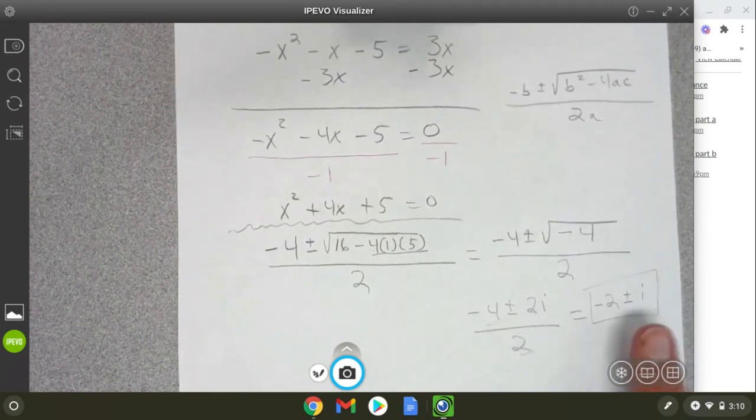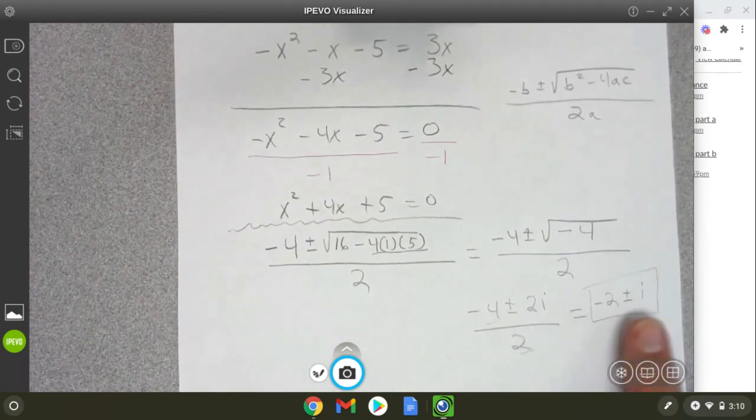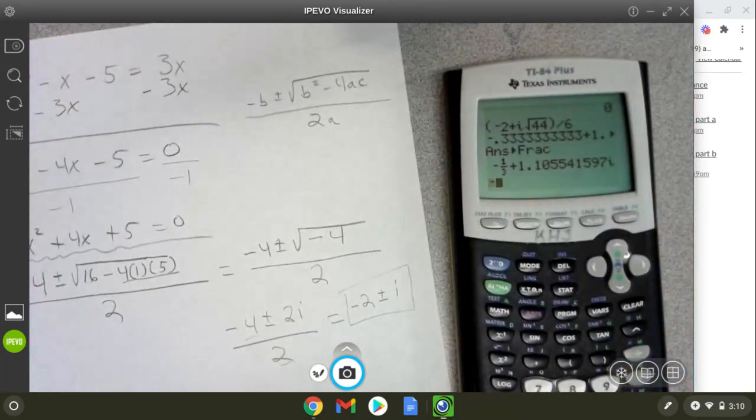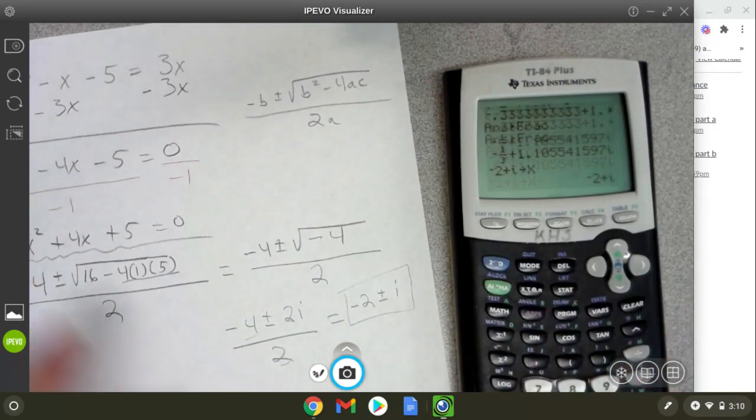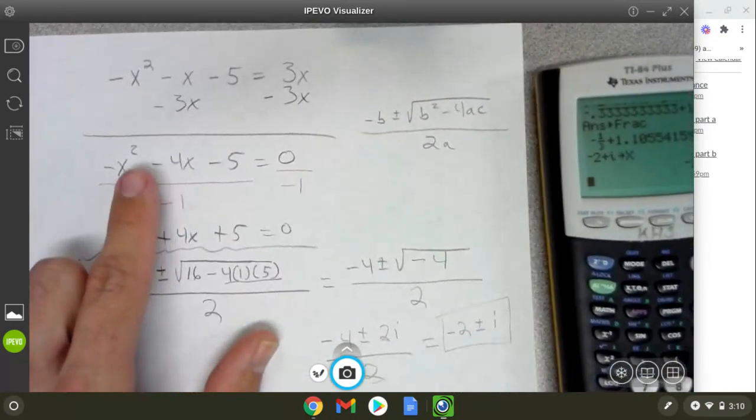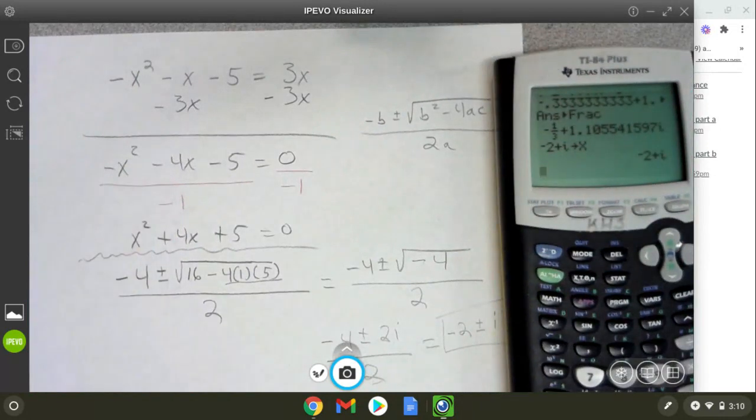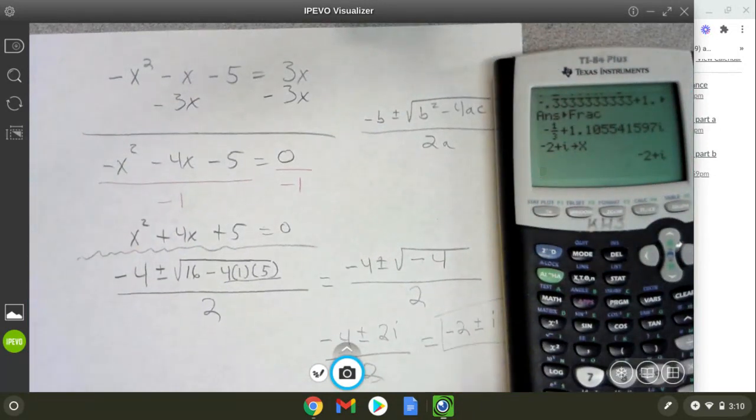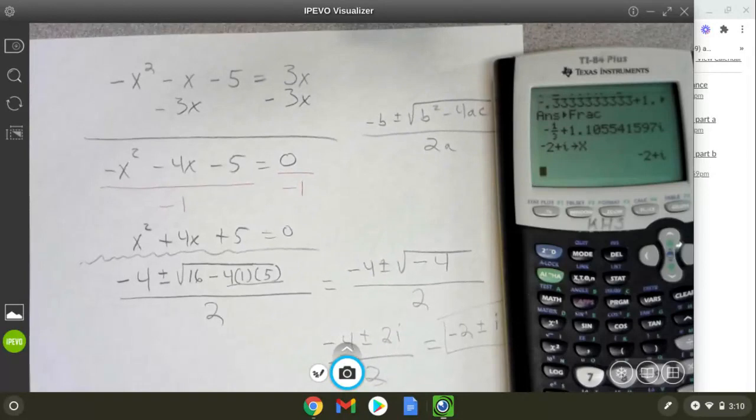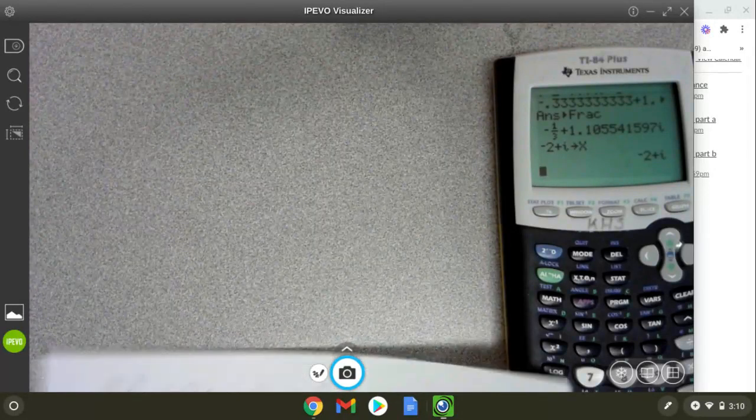You could store that to x, -2 plus i, store to x, and then you could type in the original equation and see if it actually does give you 0. And then you need to check the minus version too, I guess, but it should work out.